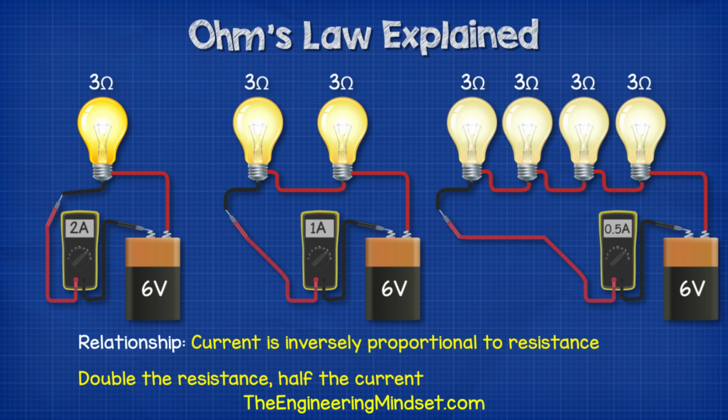We can see that the current is inversely proportional to the resistance. When we double the resistance, the current will decrease by half. If we halve the resistance, the current will double.